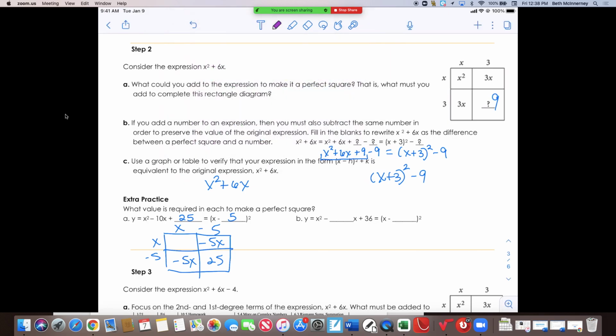All right, how about in letter B? Maddie, what did you put? X squared. This one was a little bit trickier. It was written differently. X squared minus blank x plus 36. You said 18? I did not get 18.